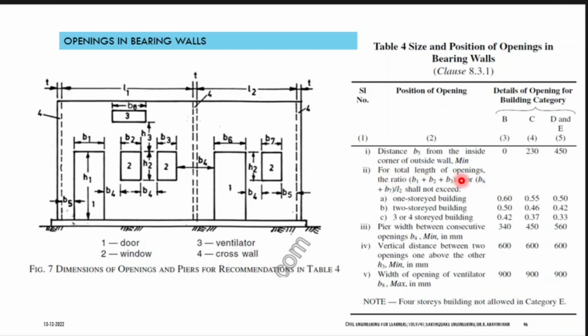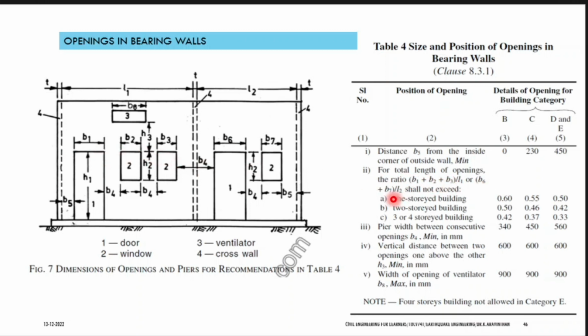So the total length of opening is, see, for a length of wall, take this as the total length. How many openings do you have? One door and two windows are available here. So what is the total distance? B1, B2, B3. So L1 minus B1, B2, B3. So if you subtract this opening, you will get the net distance. So this is the second case. For a total length of opening ratio, B1 plus B2 plus B3. So these are the distances.